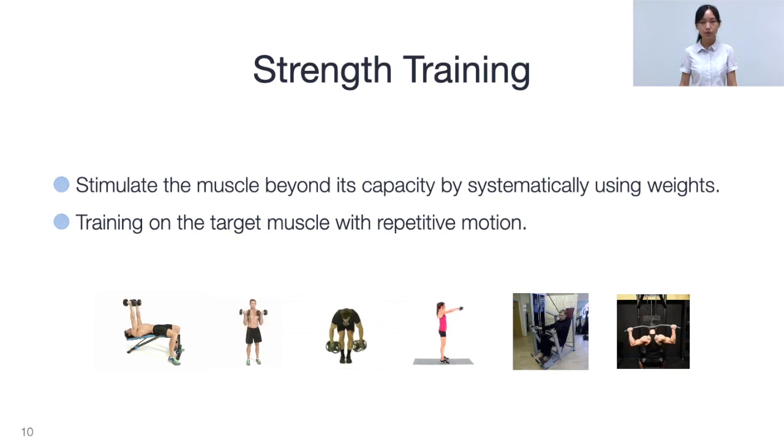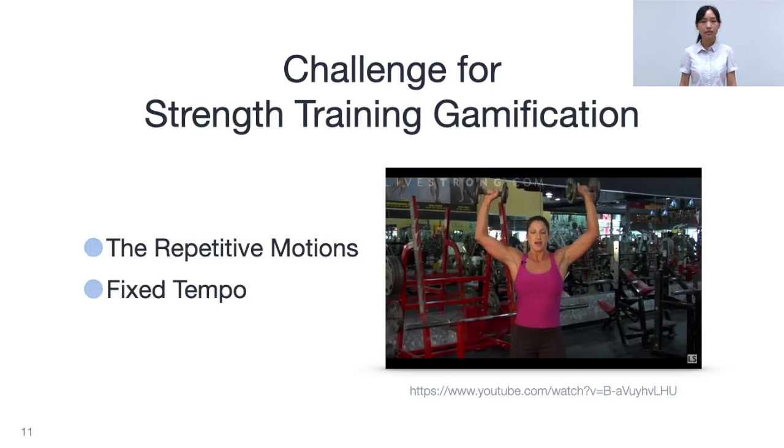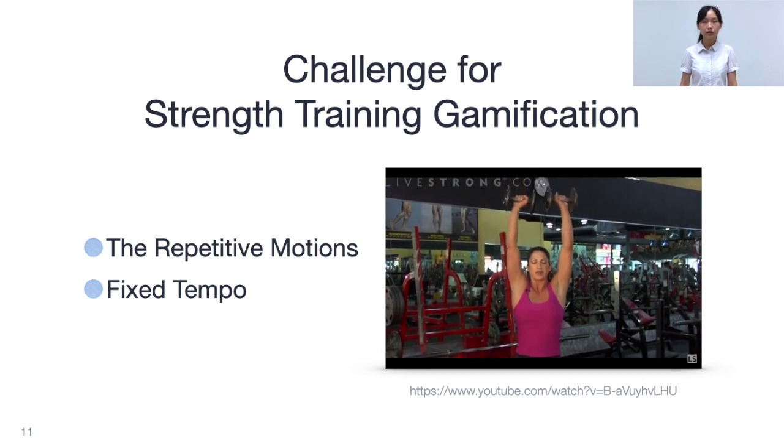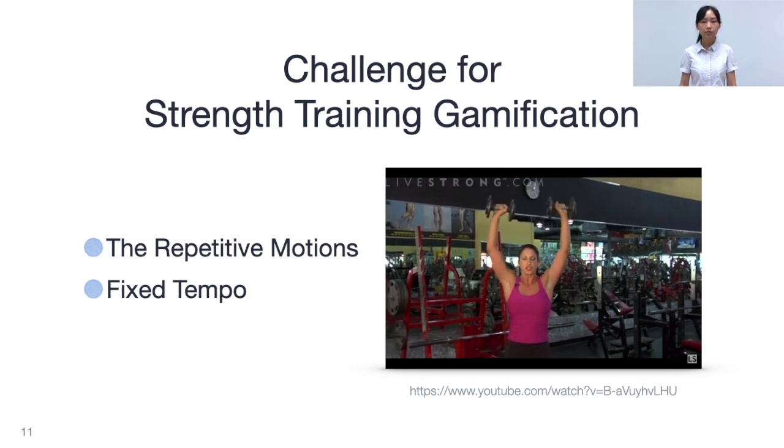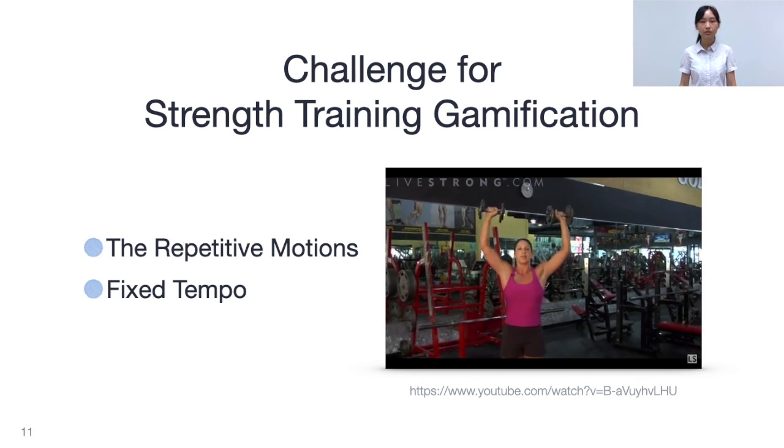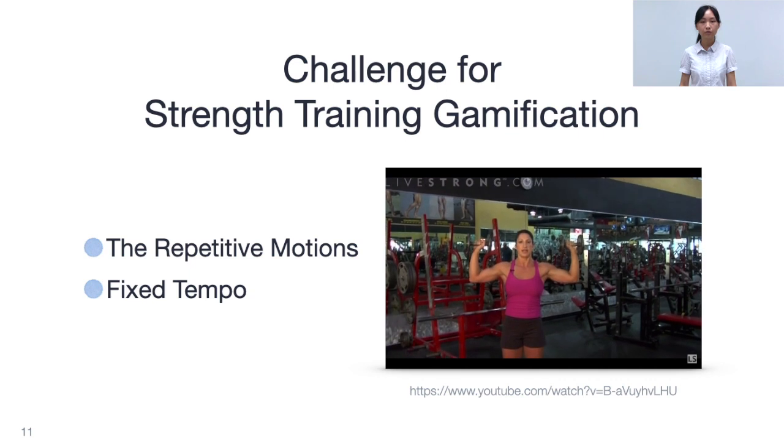Strength training forces the muscle to grow to adapt to a stimulus that is beyond the capacity of the muscle, by systematically using weight. Usually, strength training asks people to execute many repetitions on the target muscle. And, as the video shows, the training is conducted at a slow and fixed tempo. Both repetitive motions and fixed tempo make the gamification of strength training a challenge.